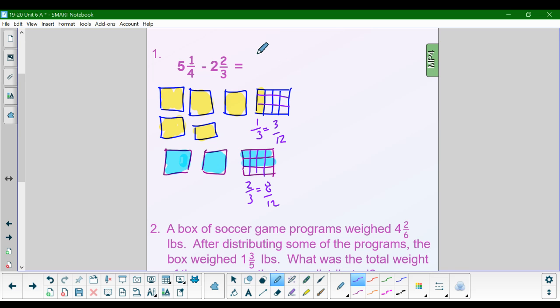I cannot take 8/12 from 3/12. So if I rewrote this, I would have 5 3/12 minus 2 8/12. And you cannot take 8/12 away from 3/12. Hold up 3 fingers. Can you take 8 of those away? No. So here's what we're going to do. So I can take 3, but I'm going to need to break apart another one of these. And so I have to make another one into 12ths.